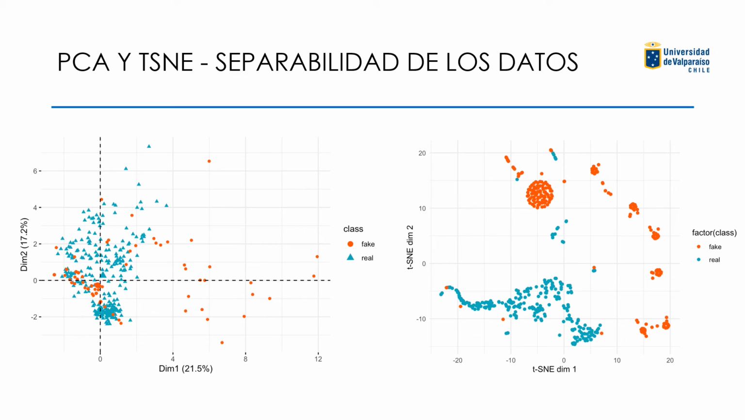In order to explore the separability of the data in 2 dimensions, we use principal component analysis, PCA, in the figure on the left, and T-distributed stochastic neighbor embedding, TSNE, on the right. It's observed that through TSNE, the news can be clearly separated between real and fake news.